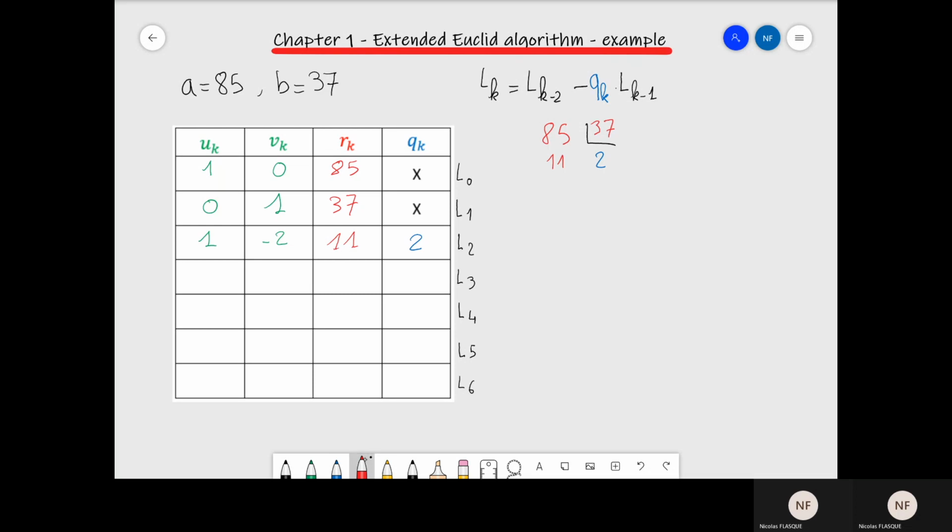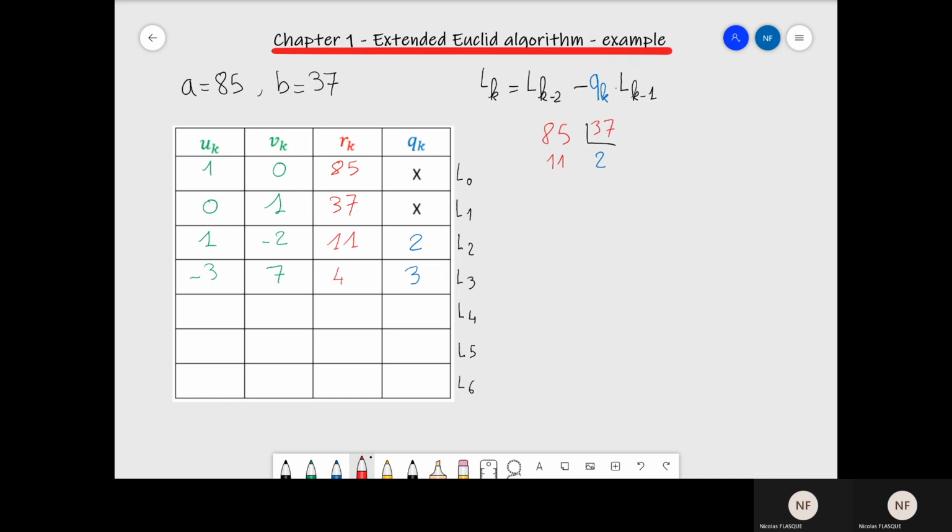As the remainder is not equal to 0, we go on and calculate the Euclidean division between 37 and 11, so that the quotient is now 3. U3 is 0 minus 3 times 1, which is minus 3. V3 is 1 minus 3 times minus 2, which is 7. R3 is 37 minus 3 times 11, which is 4.